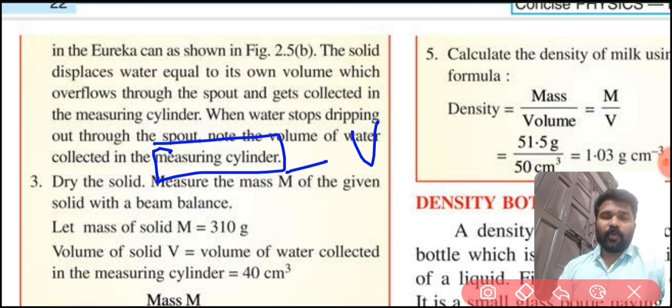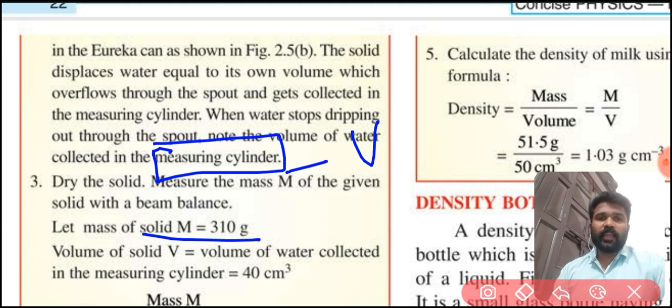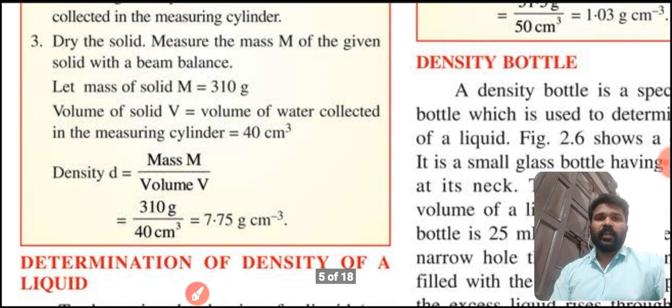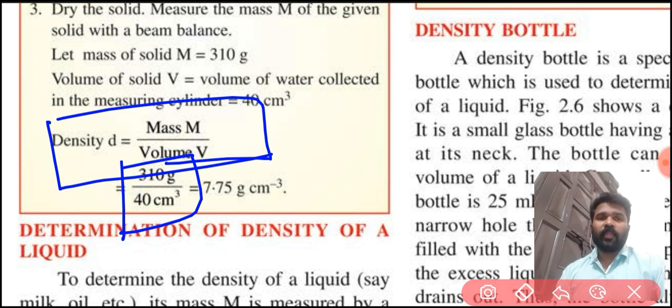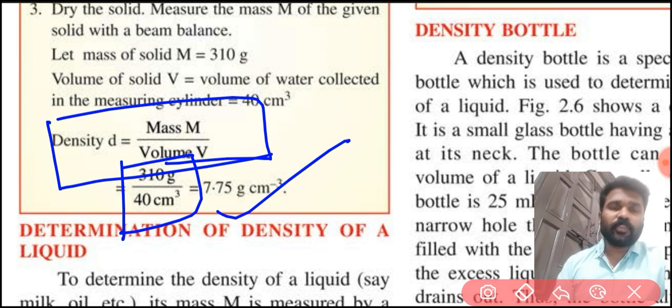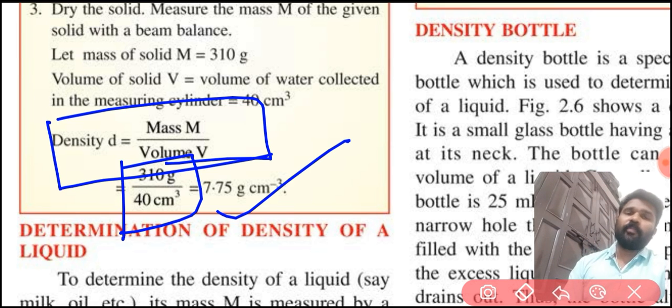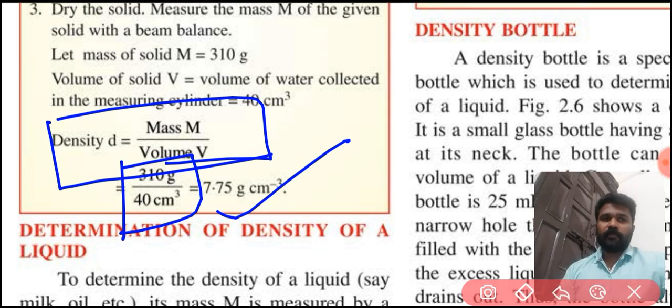Okay, suppose that the mass is 310 gram. The water collected in the measuring cylinder is 40 centimeter cube. Then what will be the density? Density D is equal to mass upon volume, means 310 upon 40, that will give the answer 7.75 gram per centimeter cube.